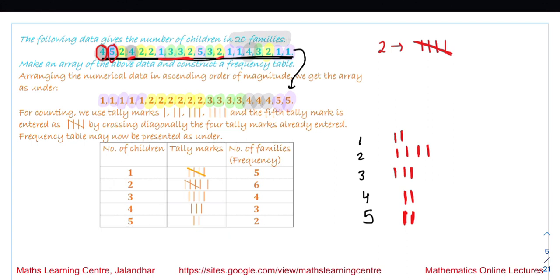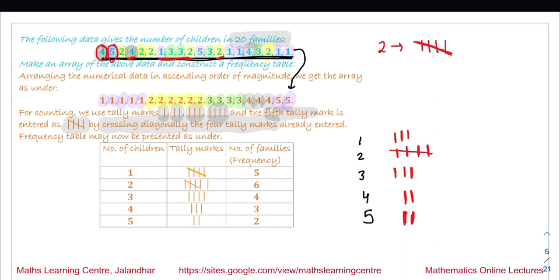This is the standard procedure. Why? I will explain it. The marking that we are doing over here is called tally marking. So how do we tally mark? It is 1, then 2, then 3, then 4, and the 5th mark that we will do is crossing diagonally the 4th tally mark. So the 5th mark that we will mark at 2 will be like this.